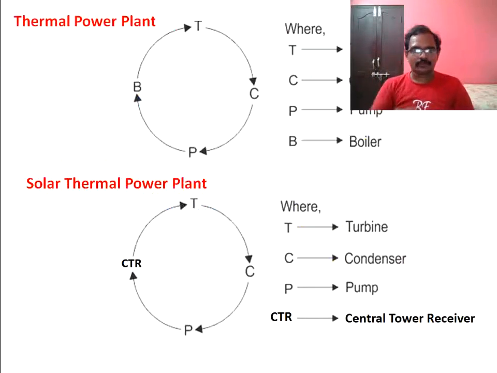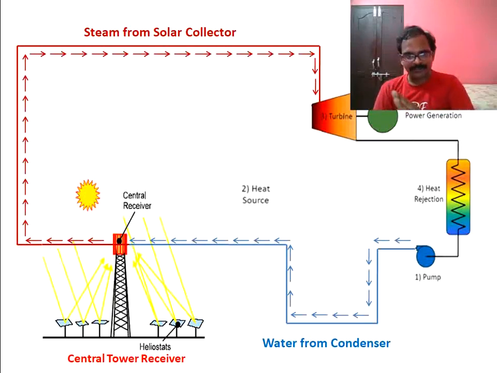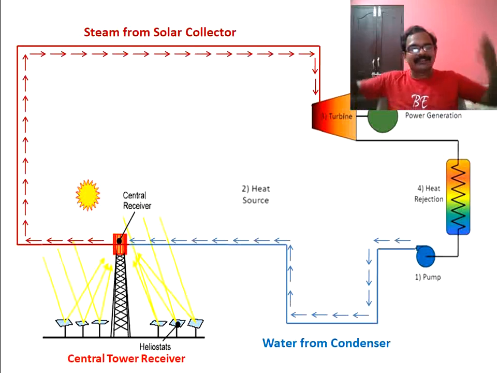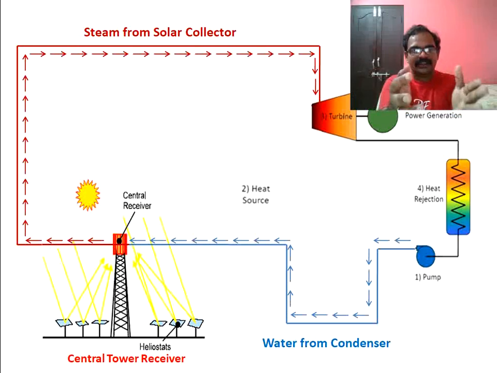Let's see it in the next slides. So here in this central receiver type power plant, the boiler is replaced by a central tower receiver for conversion of water into steam. It is how it will be. The water from the condenser will pass through the central receiver tower, and the heliostats, which are located on the ground, will reflect the sun's rays falling on them. They will focus the sunlight onto the tower where the absorber was placed, and the absorber will get heated up, and the water coming from the condenser will be converted into steam, and that steam will be made to fall on the steam turbine.